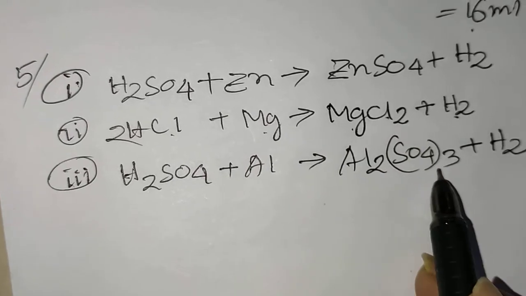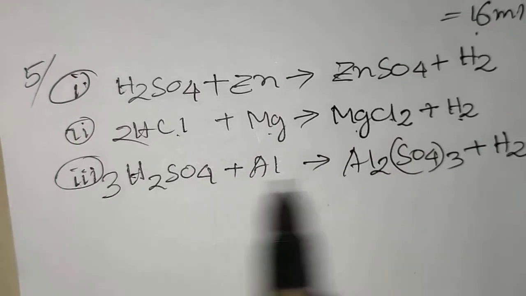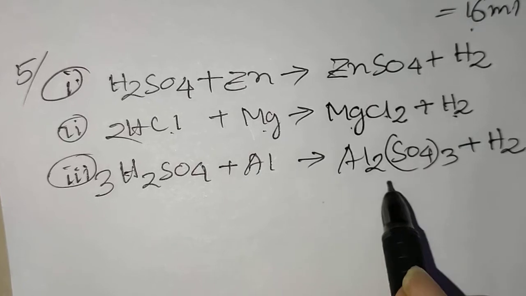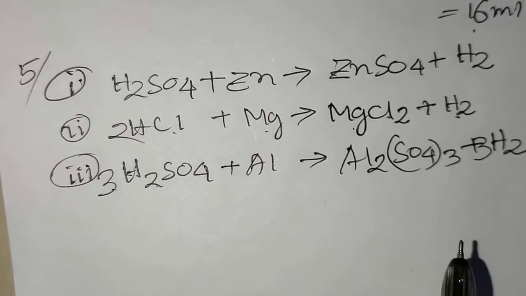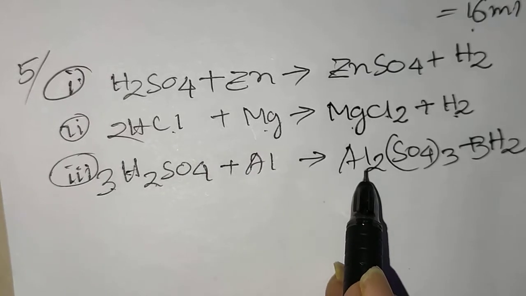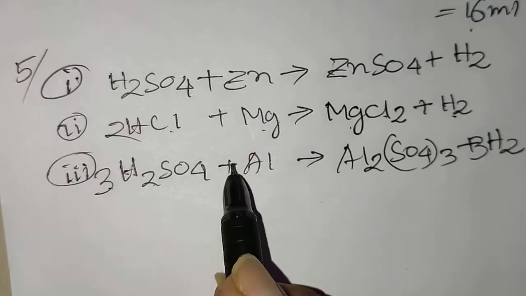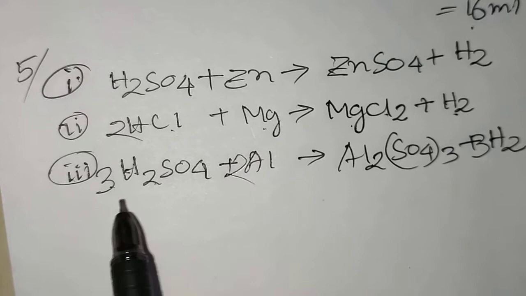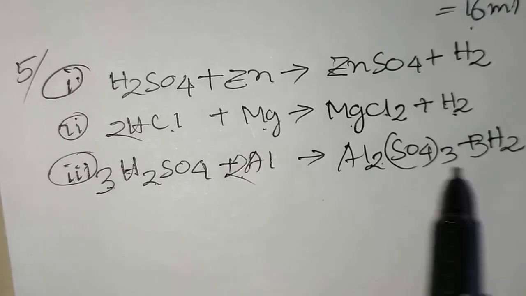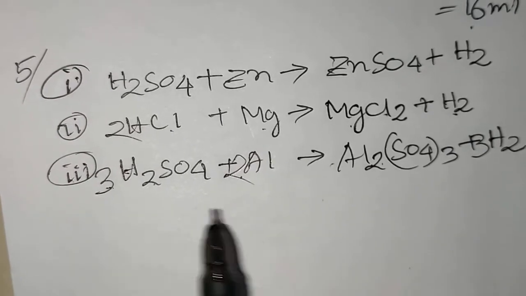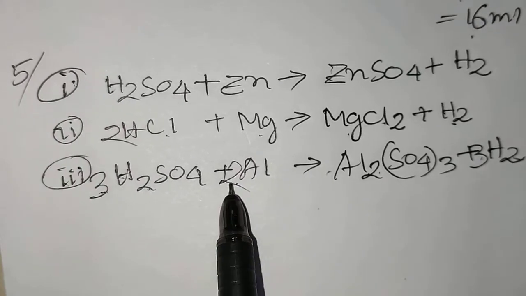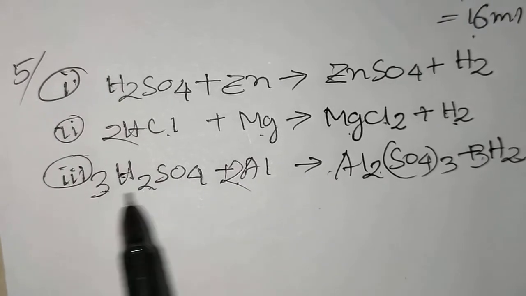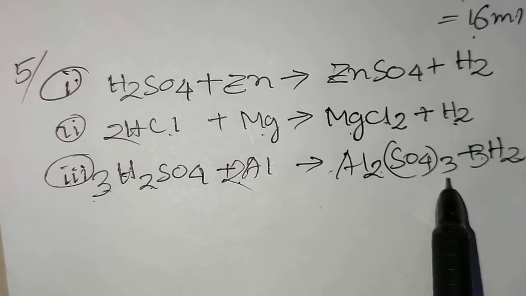Here the number of sulfate is 3, so directly give 3. Then the hydrogen will become 3 to 6. Next, aluminum: here aluminum is 2, so we should put the digit 2. So the coefficients are 2, 3, 1, 3. The number of hydrogen is 6, here also 6. Aluminum is 2, here also 2. SO4 is 3, so SO4 is also 3.